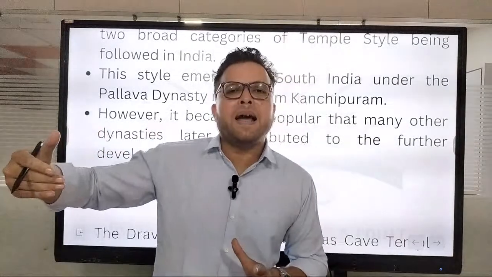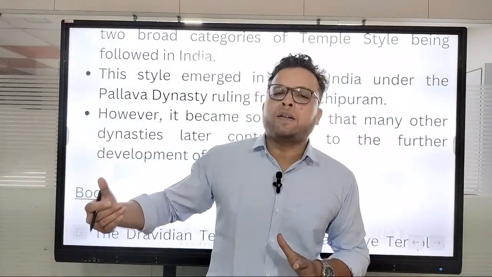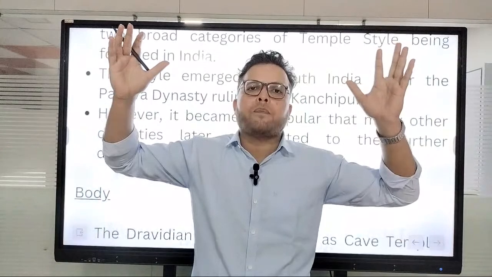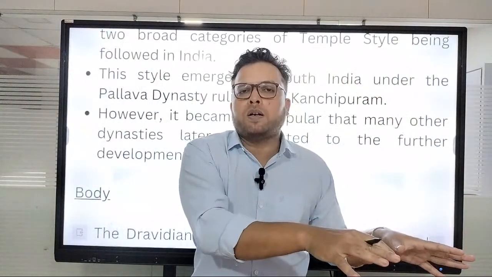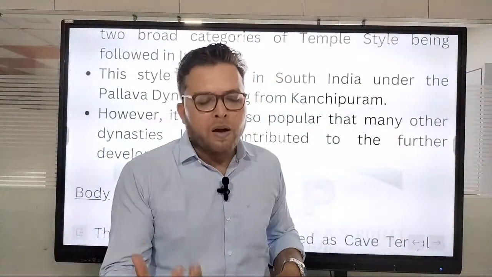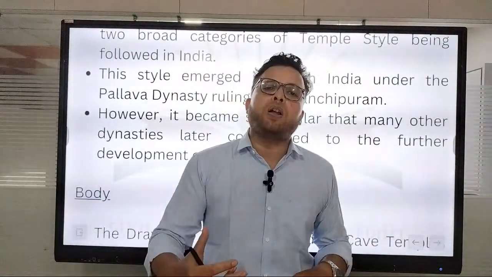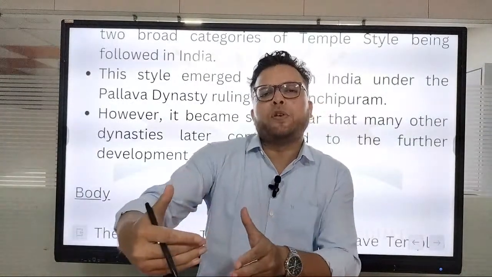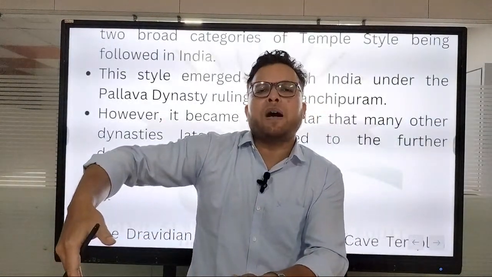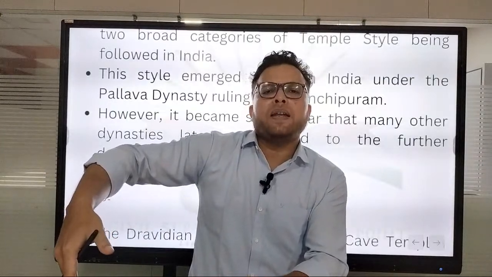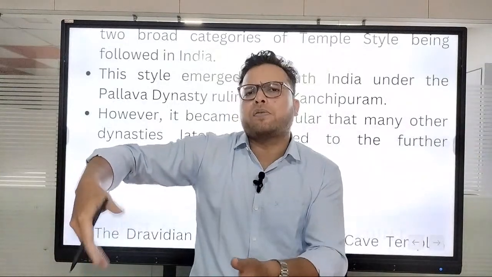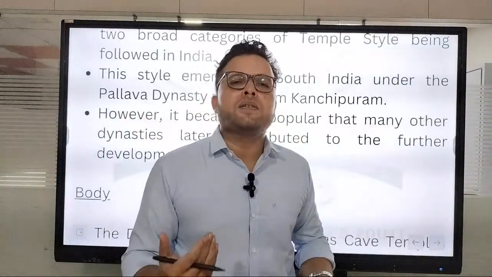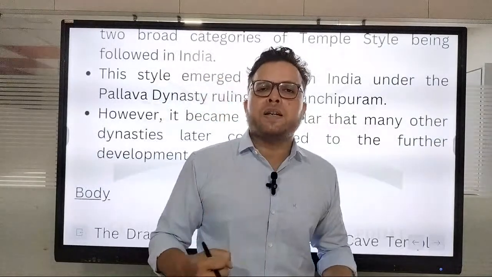Later we get to see something known as freestanding temples, that is, temples that stand freely without any support, unlike the cave temples. So the Pallavas initially started with cave temples, and slowly and steadily they moved toward freestanding temples. Once they moved to freestanding temples, the other dynasties who came after the Pallavas also contributed handsomely to the further development of the Dravidian style of temple architecture, like the Cholas, the Vijayanagara, and the Pandyas.